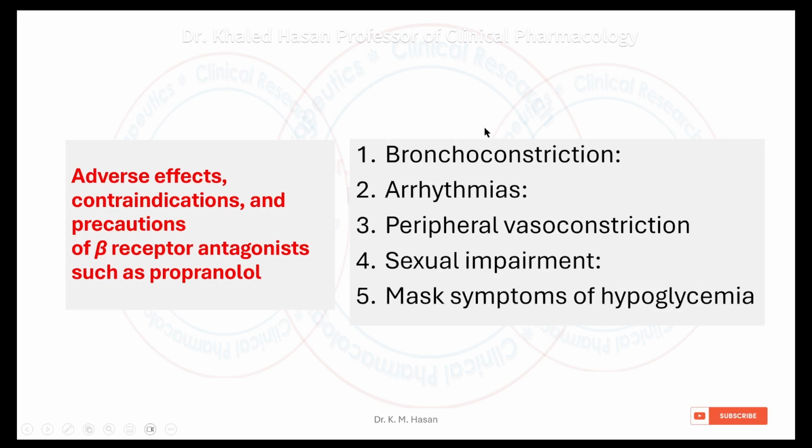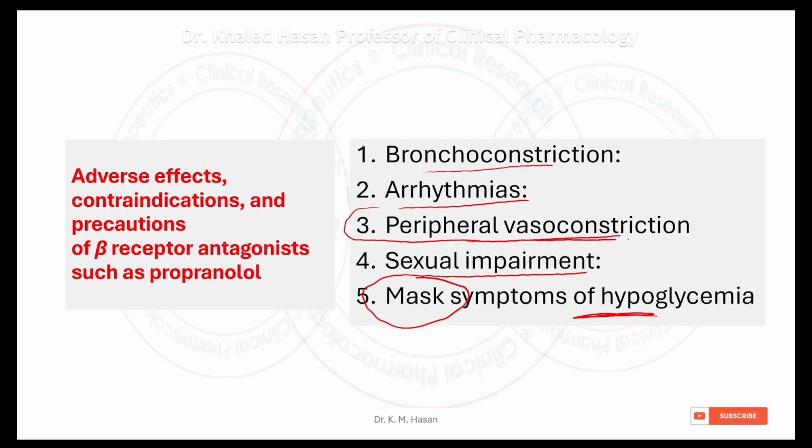Okay, are there any side effects? Yes, beta blockers may cause bronchoconstriction. We discussed that. Beta blockers may cause cardiac arrhythmias, vasoconstriction, and sexual impairment. Beta blockers mask symptoms of hypoglycemia. We explained this one, masking symptoms of hypoglycemia. We explained the peripheral vasoconstriction together. For the bronchoconstriction, we explained it again in the previous slide. We explained the mechanism, what happened there.